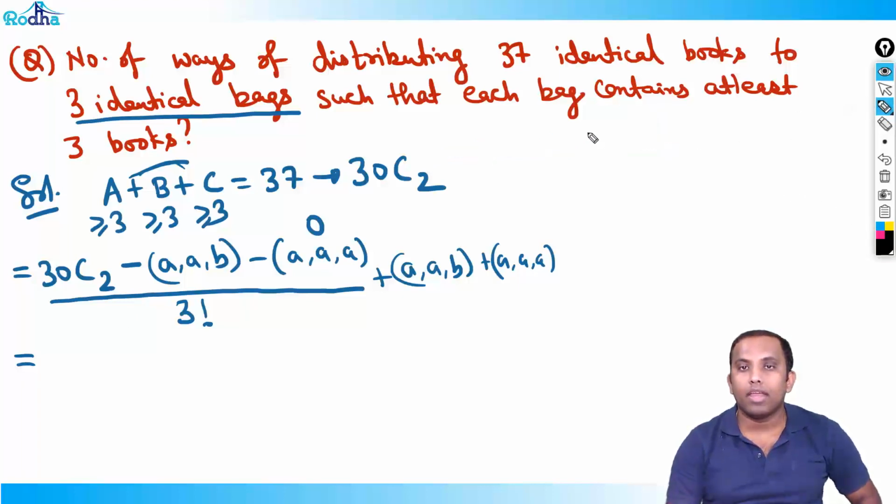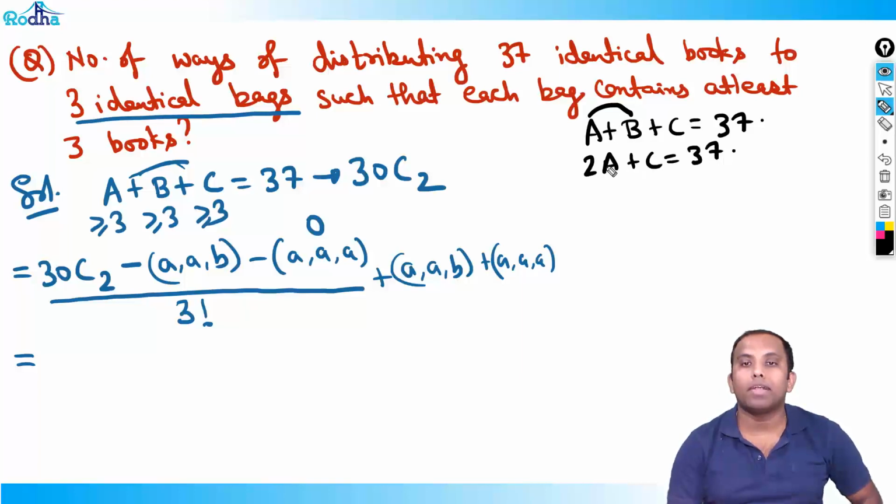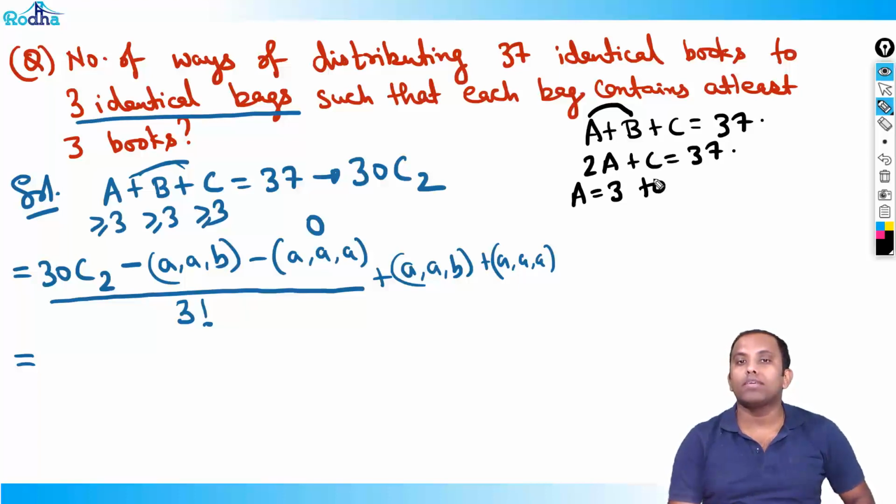See, A plus B plus C is equal to 37, right? For AAB, both are equal. So 2A plus C is 37, but A has to be at least 3. So A can take all the values from 3 to where? Now C can't be 0, so A can take all the values from 3 to 17 because C has to be also at least 3.